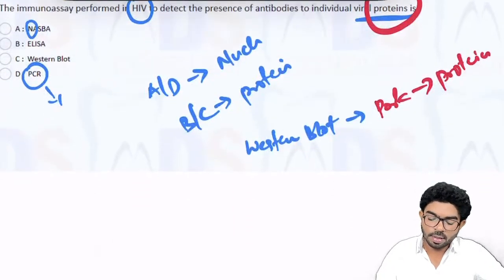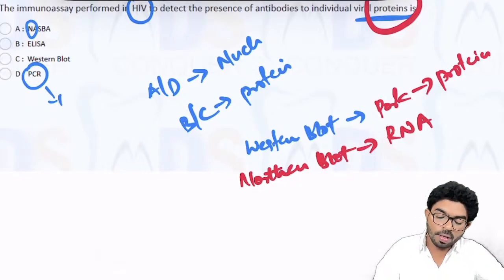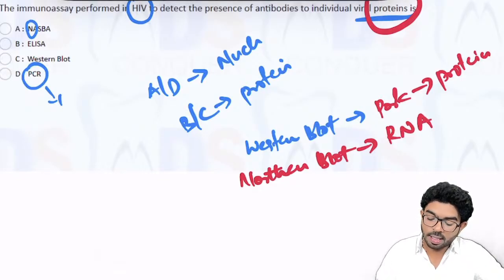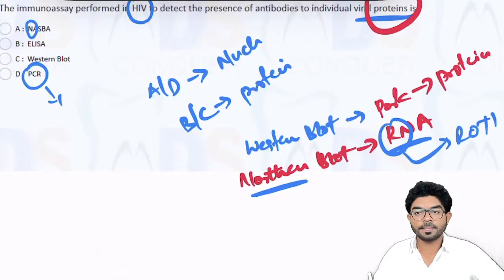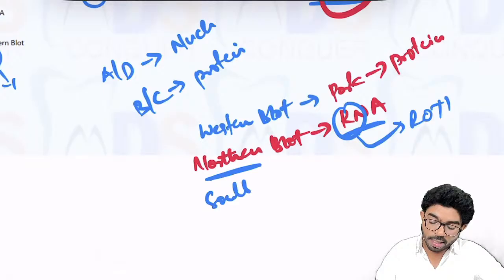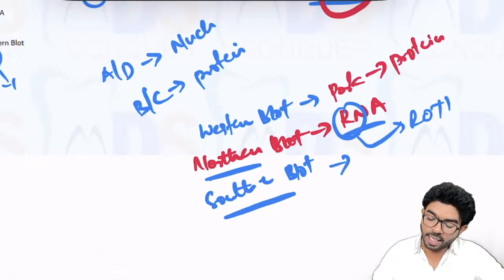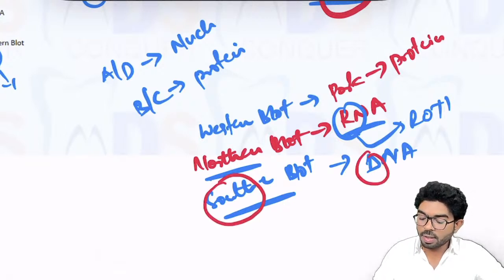Then I told you, okay, the Northern blotting technique is basically helpful in the detection of RNA. I told you North Indians more often eat roti. And then there is one more, called the Southern blotting technique, that helps in the detection of DNA. Again, in the classes, I told you, very easy to remember, South Indians, they eat dosa.